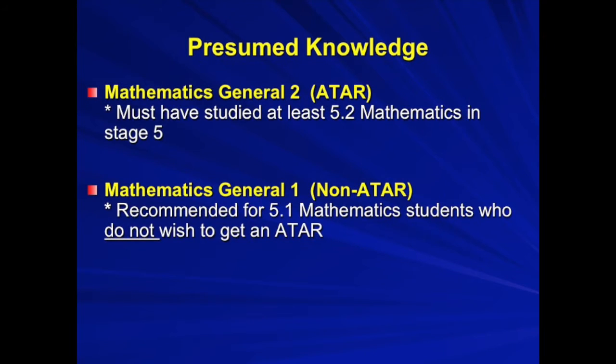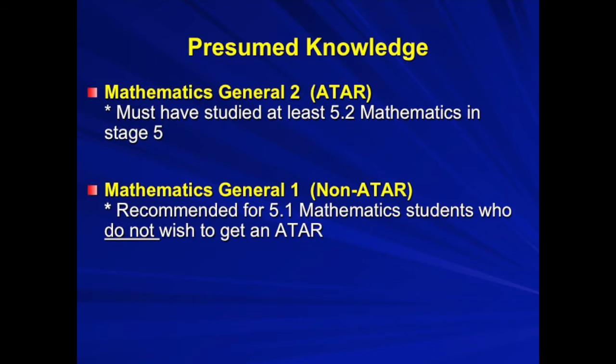Whilst I said that general mathematics is the lowest level of mathematics that you can study for the HSC, it is by no means an easy course. If you want to do well at general mathematics, you need to put in a lot of effort. And that brings us to presumed knowledge. So we say that for students to study Mathematics General 2 for the HSC, they must have studied at least 5.2 mathematics in Stage 5.